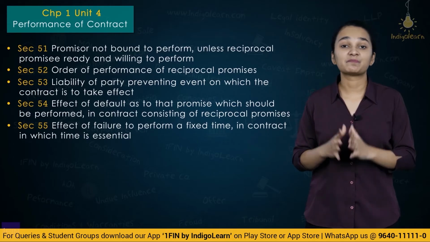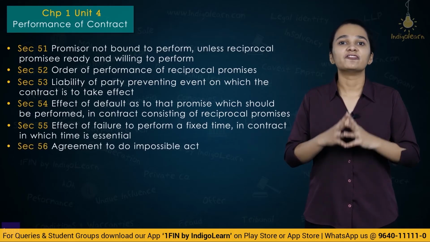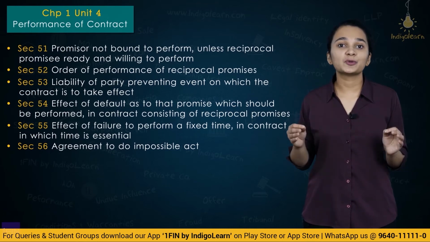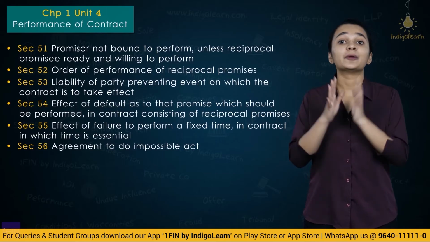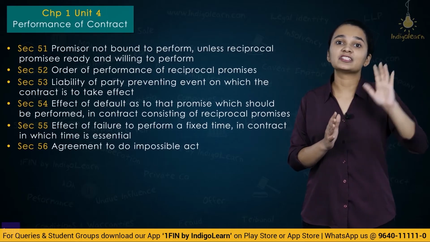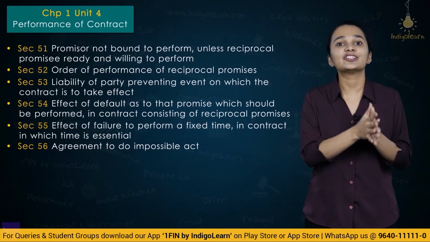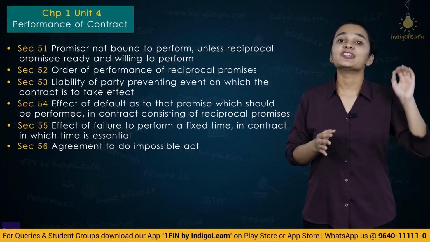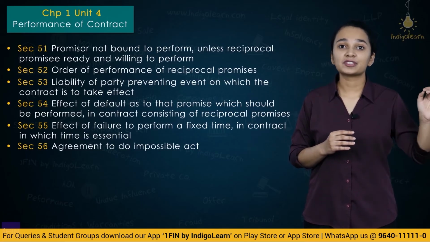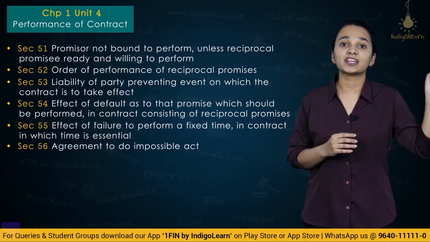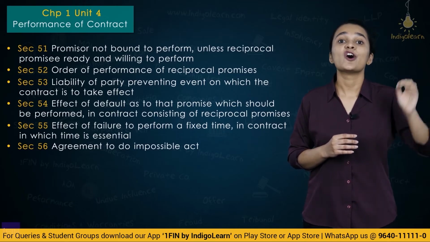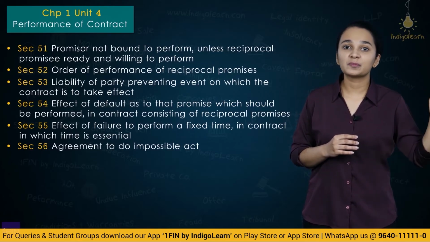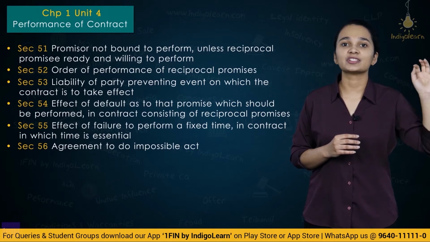Then we have understood section 56, where we discussed agreements which are impossible to perform. An agreement to do something impossible is void. Impossibility can either be initial impossibility or supervening impossibility. Initial impossibility exists since the time the contract has been made, and supervening impossibility is an impossibility which occurs due to change in law, change in circumstances, or happening of an event. Supervening impossibilities are also called subsequent impossibility or post-contractual impossibility.